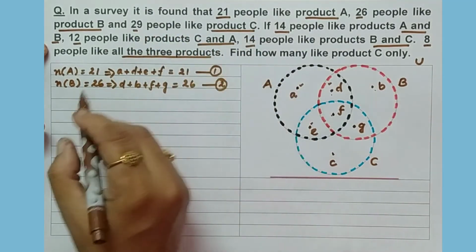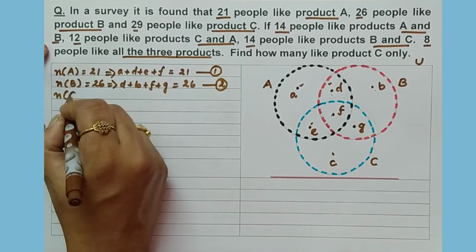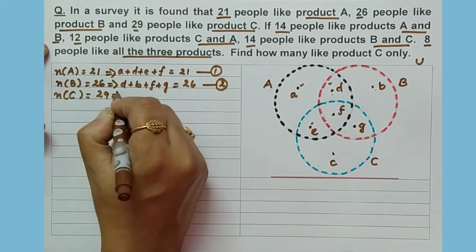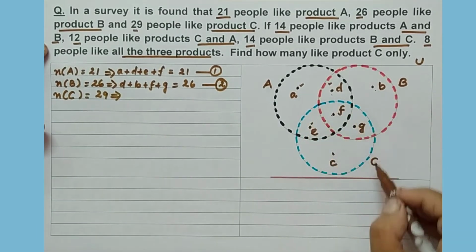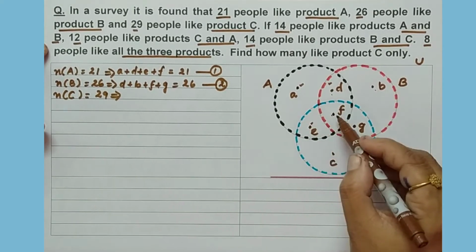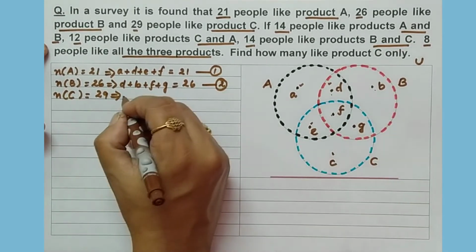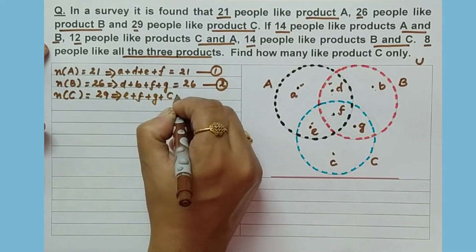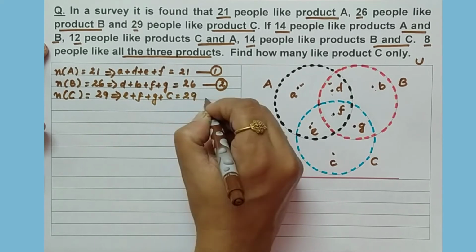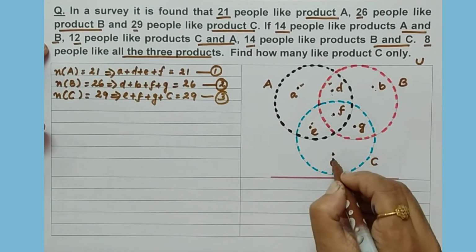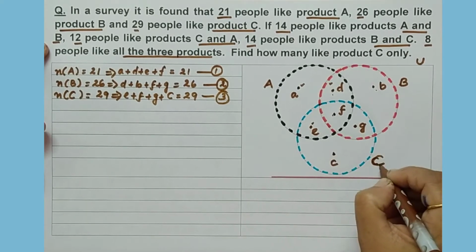29 people like product C. Number of elements in the product C equals 29. Which are the elements in C, represented by the blue circle? Which are the elements in the blue circle? E plus F plus G plus C. This is 29. Mark it as equation number 3. Don't be confused with this C. This is the element C and this represents the set C.